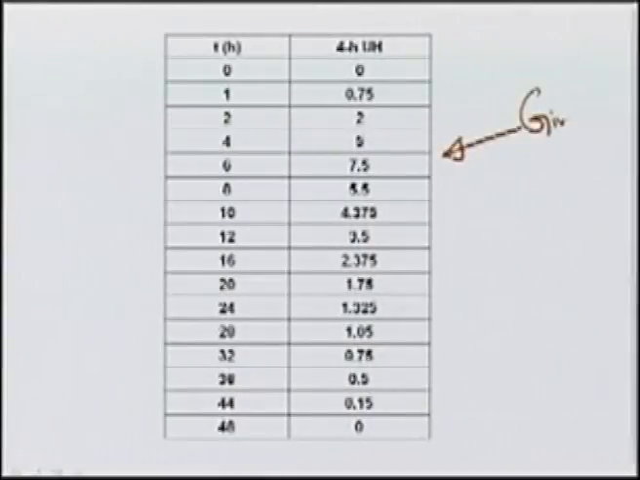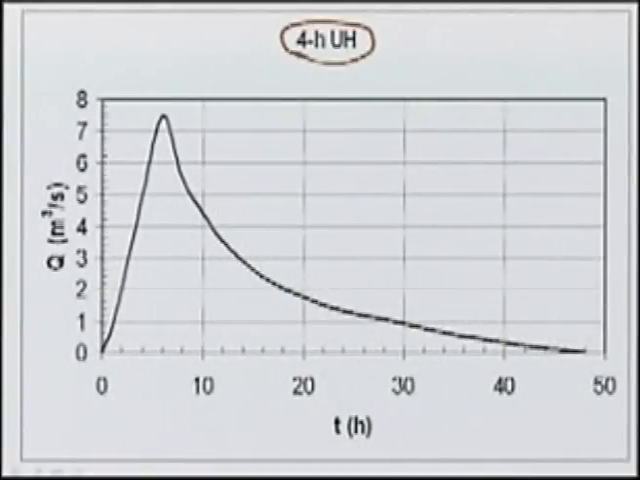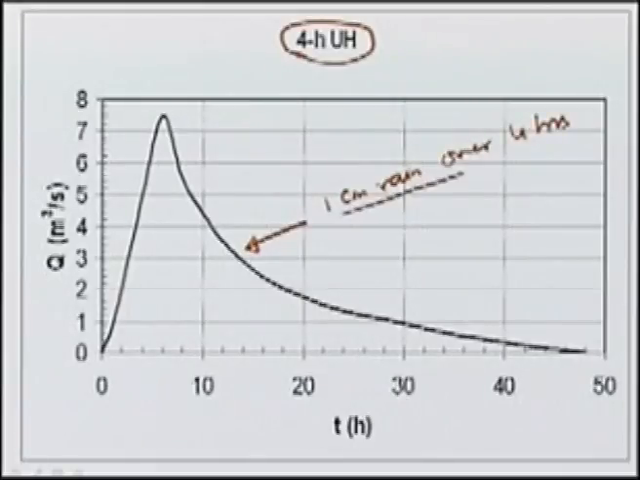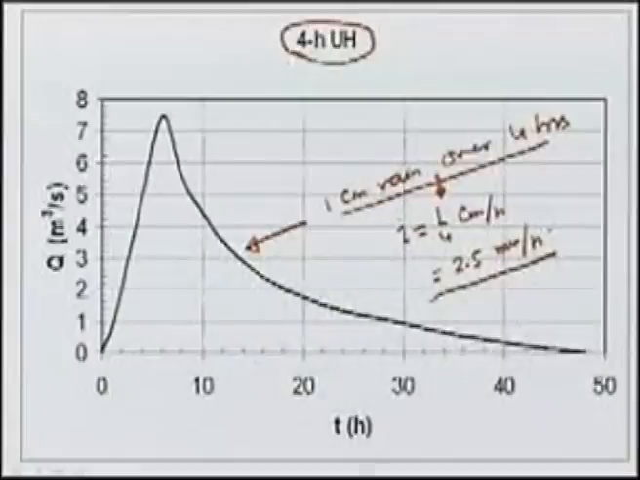So, this is given. A little later we will see how to derive this unit hydrograph, but for the time being let us assume that the 4 hour unit hydrograph is given. You can look at the ordinates, and this is the figure of the 4 hour UH. As we have seen already, a 4 hour UH means this is due to 1 centimeter of rain over a period of 4 hours, which indicates that the intensity should be 1 by 4 centimeter per hour, or 2.5 millimeter per hour. So, this hydrograph is a result of intensity 2.5 millimeter per hour continuing for 4 hours.